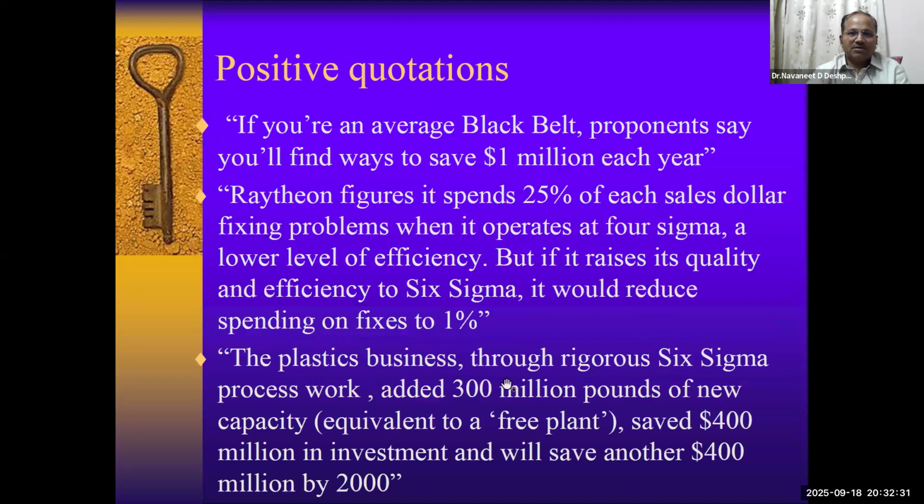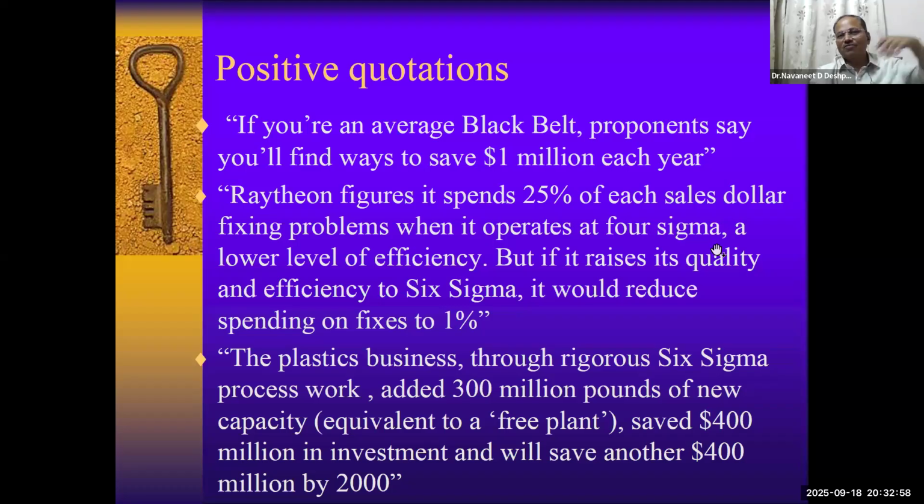Okay. So to end up with this, they normally have a positive quotation that if you're an average black belt, proponents say that you will always find ways to save 1 million each year. So we are doing a lot of help to the organization, saving a lot of money if you implement this. Raytheon says that it spends 25% of each sales dollar fixing the problems when it operates at 4 sigma, a lower level.